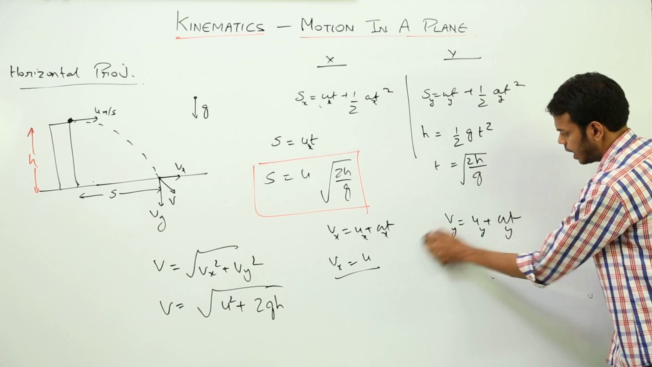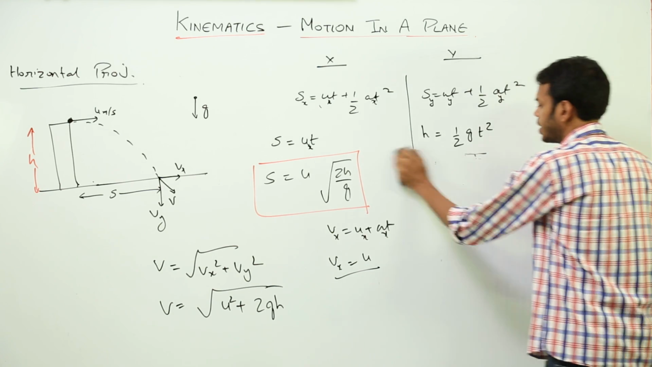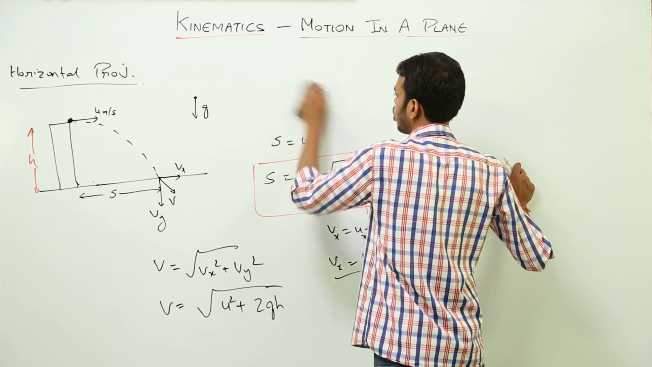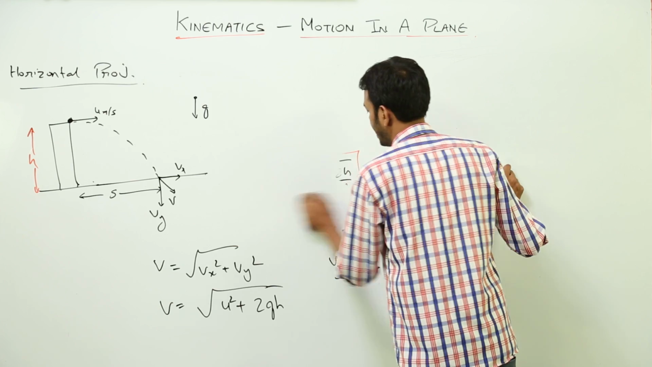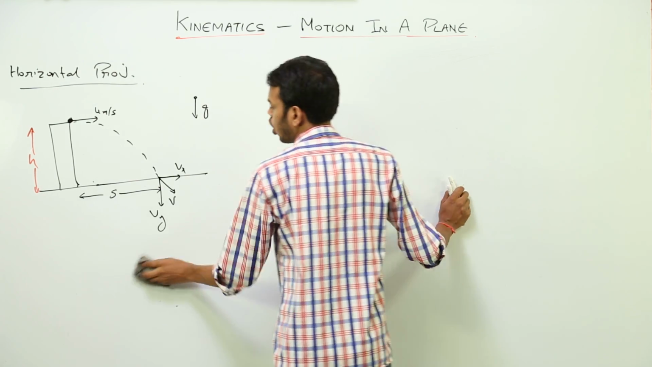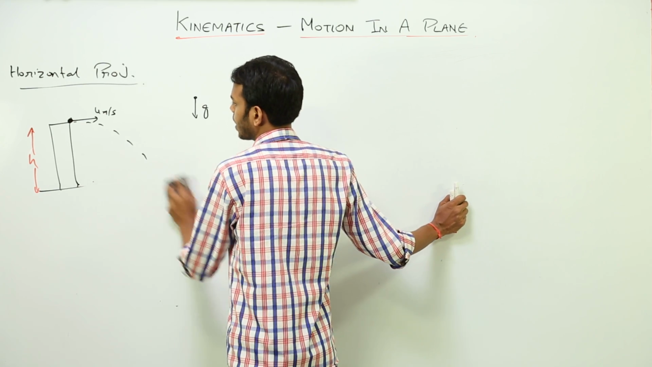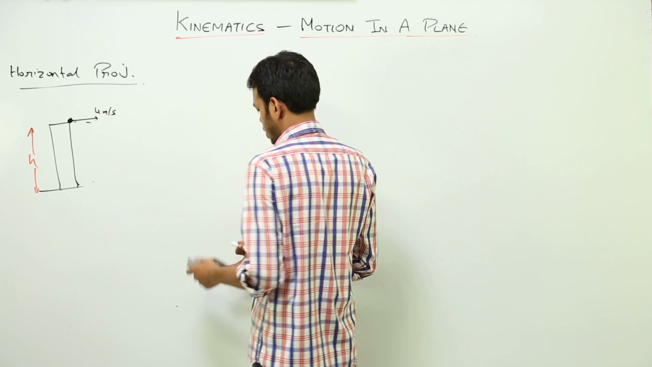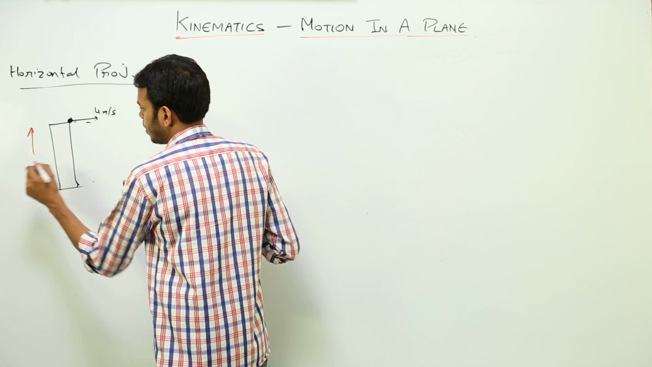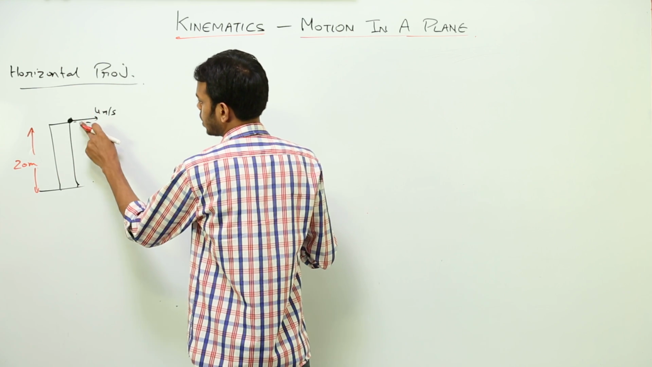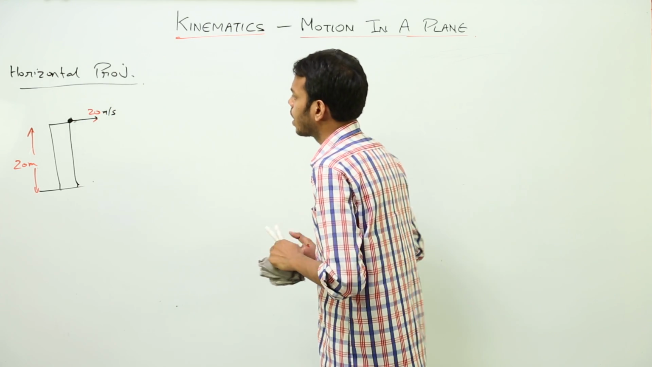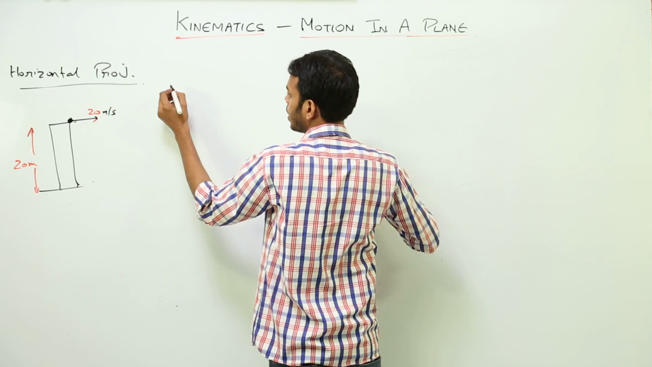So consider a building of height 20 meters, and suppose an object is thrown with horizontal direction with velocity 20 meter per second. Okay, and let's find out what are the distances and velocities it covers, what is the time taken by the object. So this time the values given to us is what? It is 20 meters and the velocity is 20 meter per second.